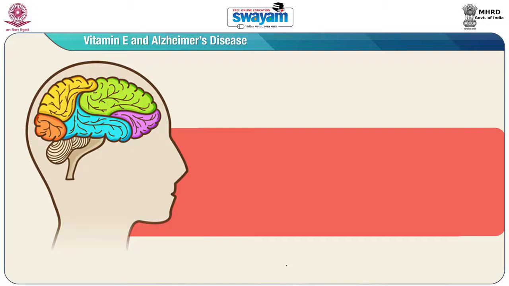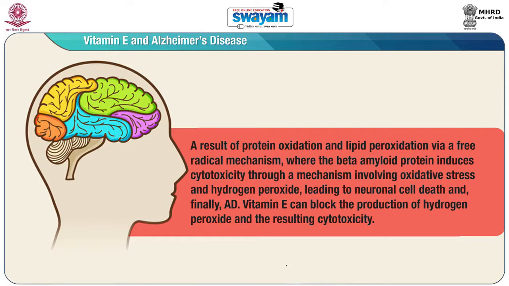Alzheimer's disease occurs as a result of protein oxidation and lipid peroxidation via a free radical mechanism, where the beta amyloid protein induces cytotoxicity through a mechanism involving oxidative stress and hydrogen peroxide, leading to neuronal cell death and finally Alzheimer's disease. Vitamin E can block the production of hydrogen peroxide and the resulting cytotoxicity.